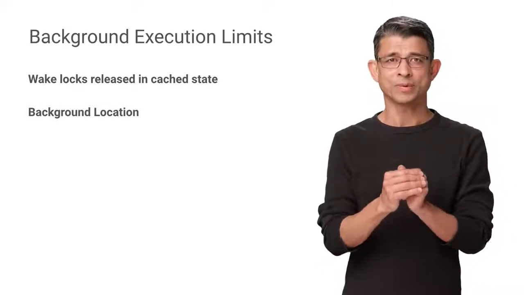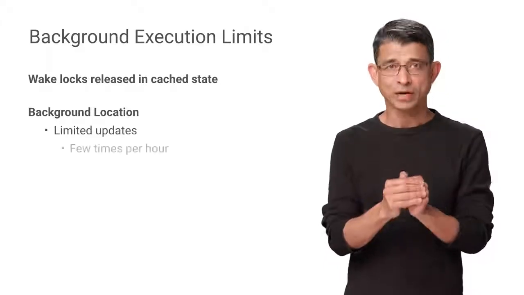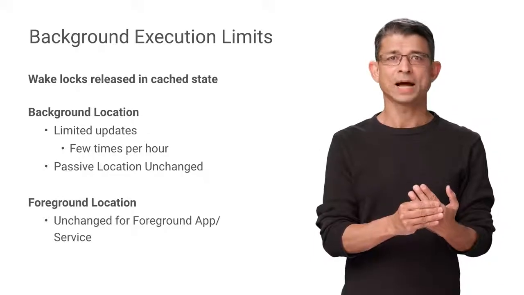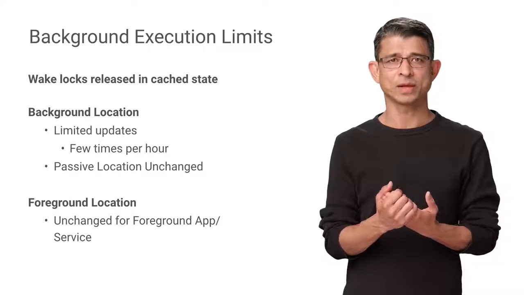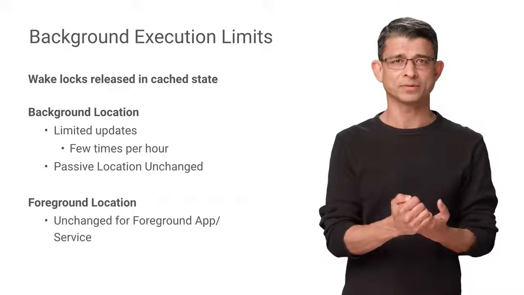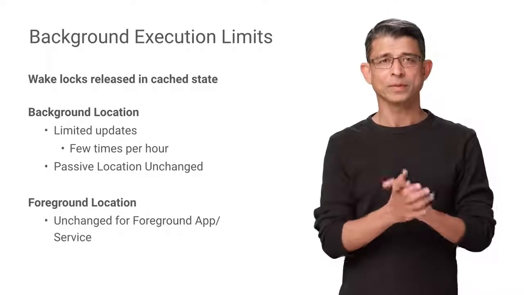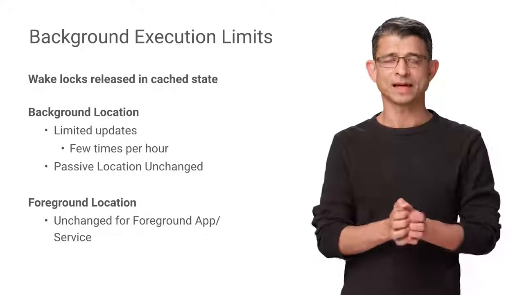Apps that request background location updates will only get limited updates, a few times per hour. Foreground services aren't impacted, so apps that do navigation or track fitness can continue to get fast updates while they are performing their location-dependent tasks. If another app is using location in the foreground, then your background app can get location updates at the same frequency as that foreground app.